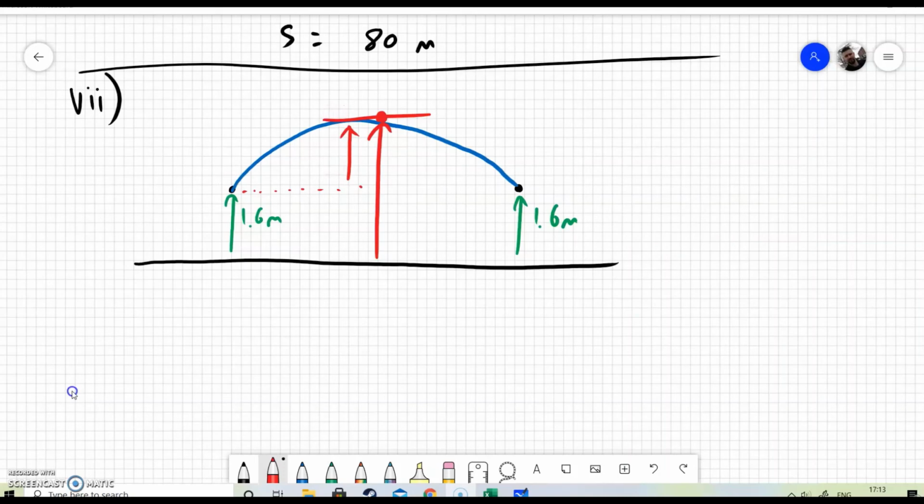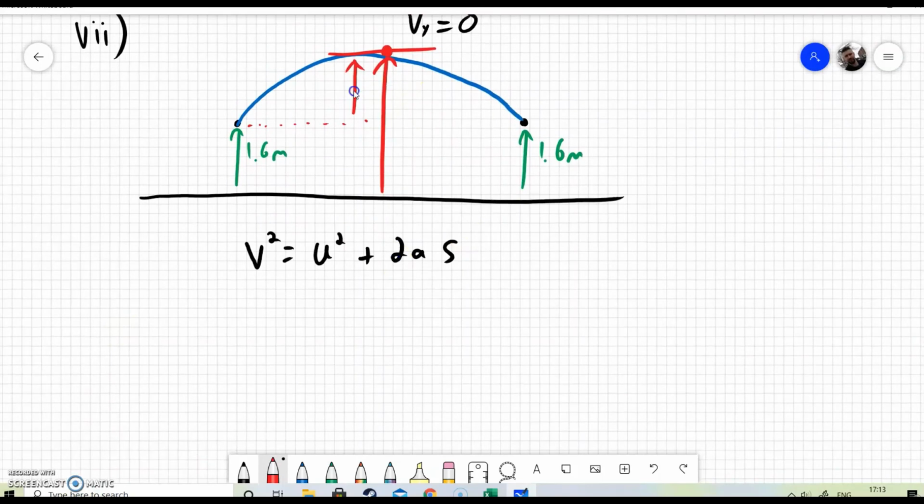Now, one of the things we know about the ball is at this point, when it's at the max, that its vertical velocity, so in the y direction, is equal to 0. So there's a moment of time there when the ball is not moving up, not moving down in the y direction, and that's when it's at the peak. So based on that, the easiest formula for us to work out is v squared is equal to u squared plus 2as. Because that will allow us to work out the height, which I've labeled here with a small red arrow.